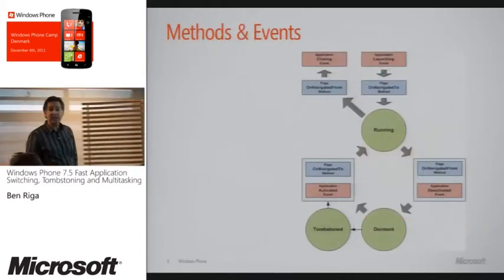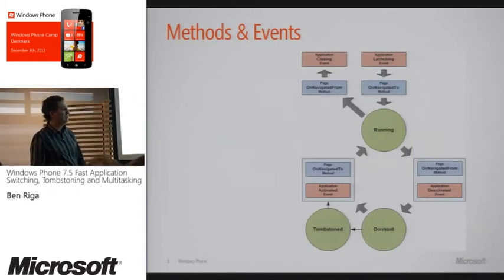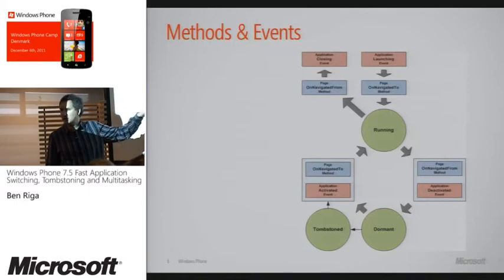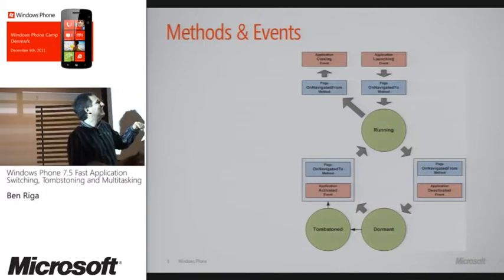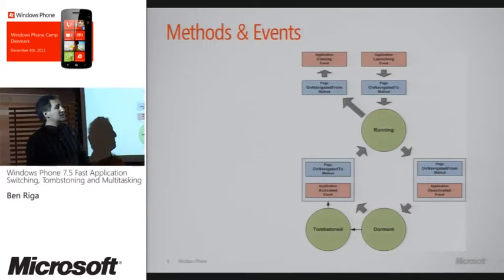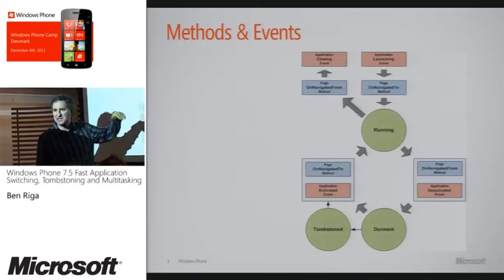This is directly out of the msdn.com page, so don't feel like you have to copy it down. You can just go to it. Anybody remember what that page was? Create.msdn.com? Yeah, okay. So this is actually a really nice diagram that shows not just the states, but which events and which methods you can override to hook into those states.